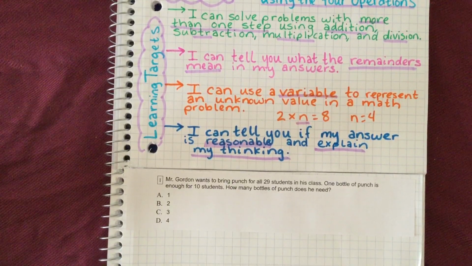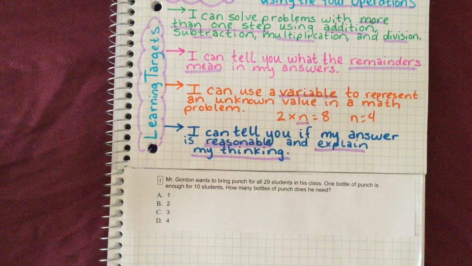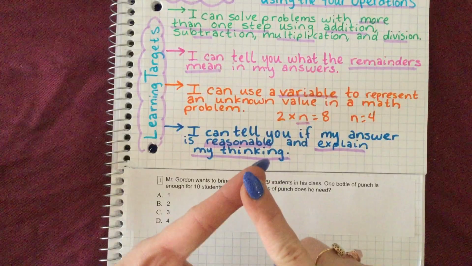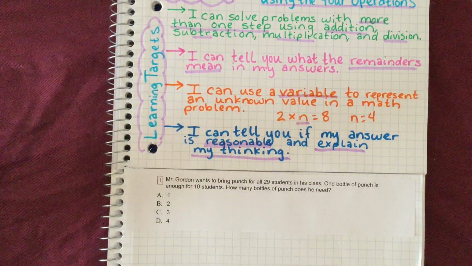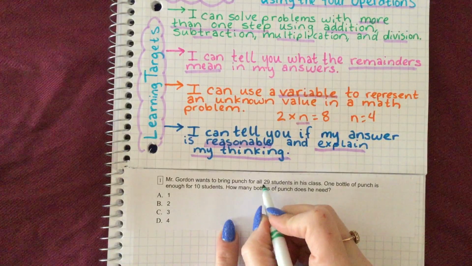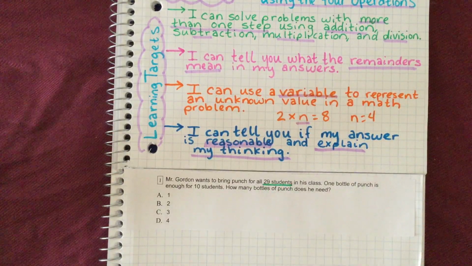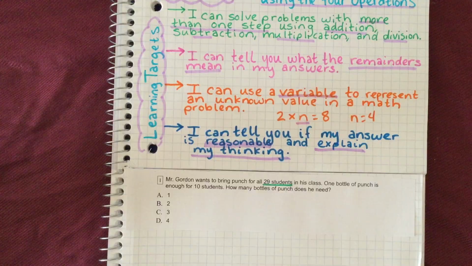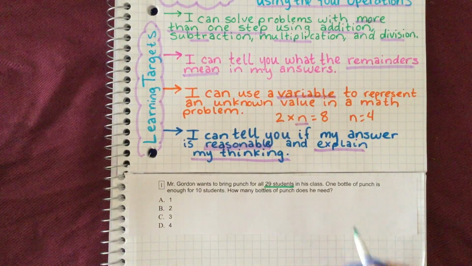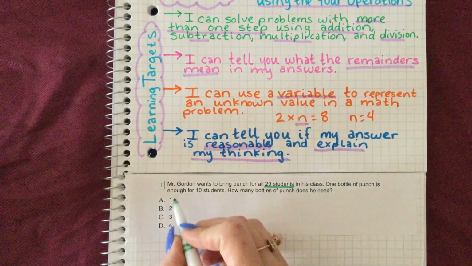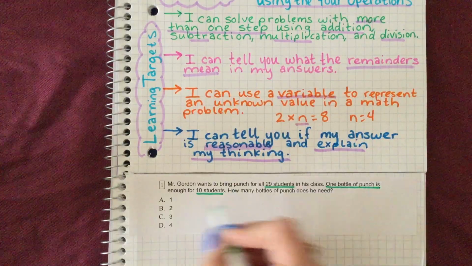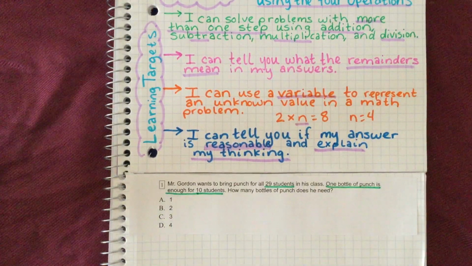So when you're looking at a problem like this, you want to ask yourself, what do I need to figure out? What do I know? What do I need to solve? So let's look at what we know. We know that there are 29 students in his class, and he wants to bring punch for all 29 of them. He doesn't want to leave anybody out. We also know that 1 bottle of punch is enough for 10 students.